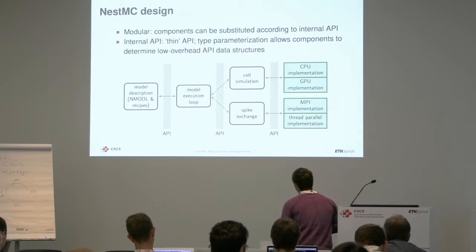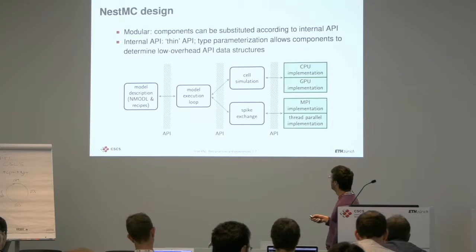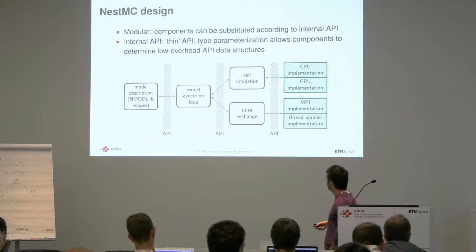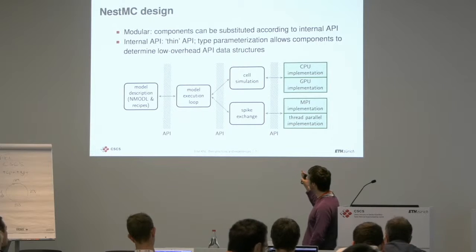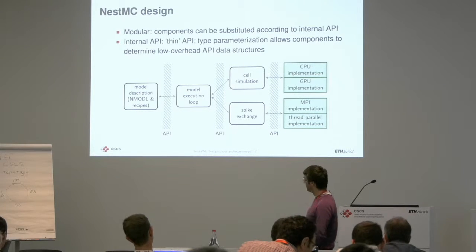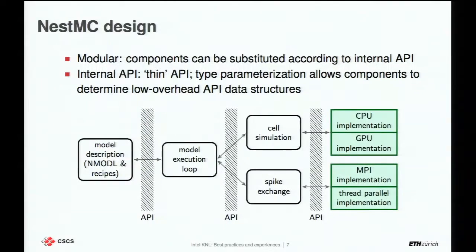So, as you can see, these are the different layers of the design. Each layer is separated from the others with interfaces. So here is how a model is executed, and then you have specific modules, for example, the cell simulation and how you exchange the spikes. This can be implemented in different ways. For example, for the spike exchange, you have an MPI implementation or a TBB implementation or both.